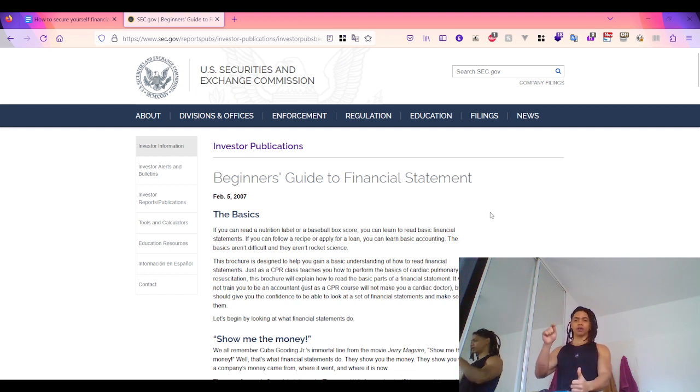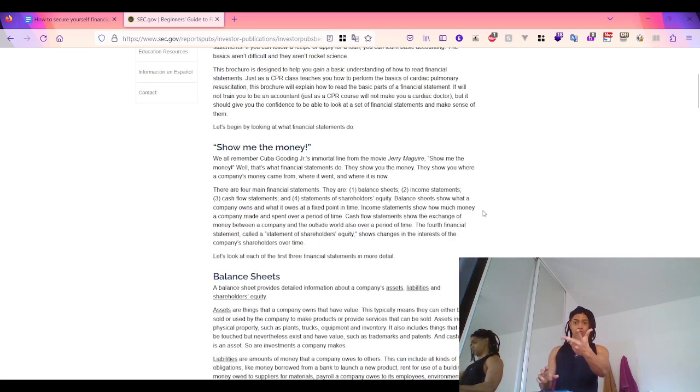The balance sheet shows what a company owns and what it owes at a fixed point in time. Income statements show how much money a company spent and made over a period of time. Cash flow is the exchange of money between the company and the outside world. And the statement of shareholders' equity shows the change in the interest of the shareholders over time. This section only focuses on the first three.